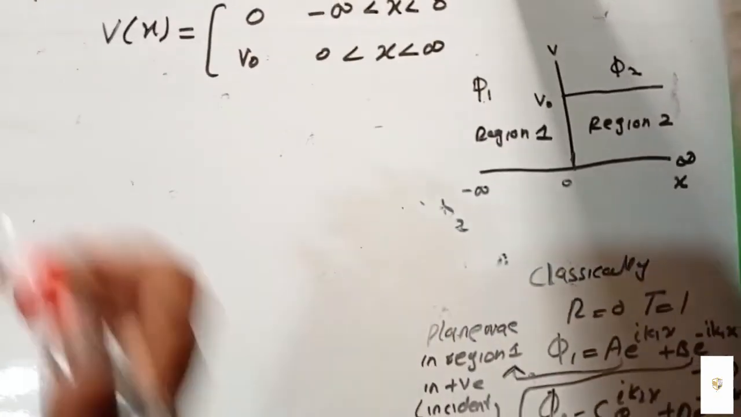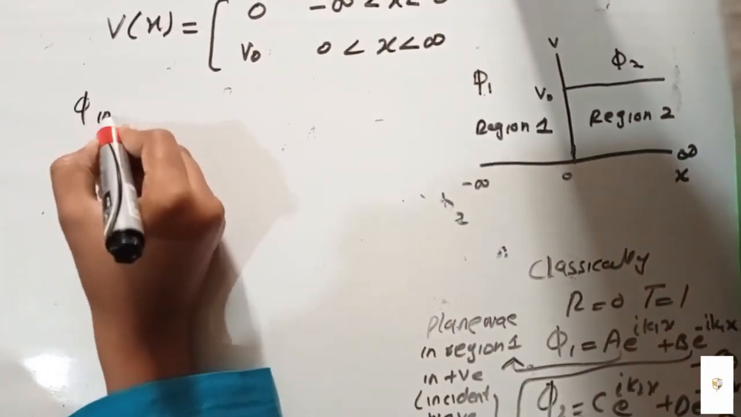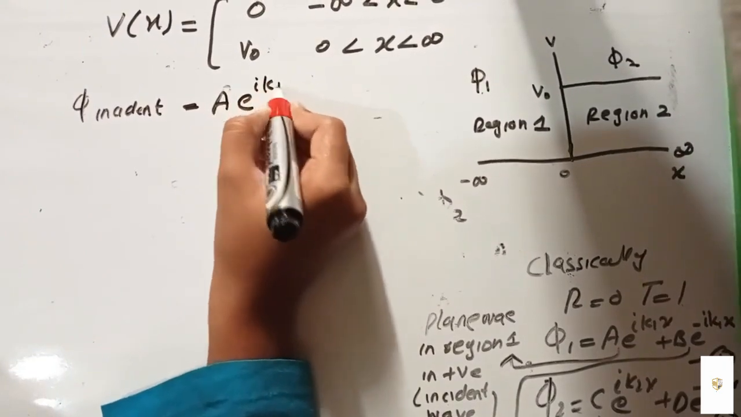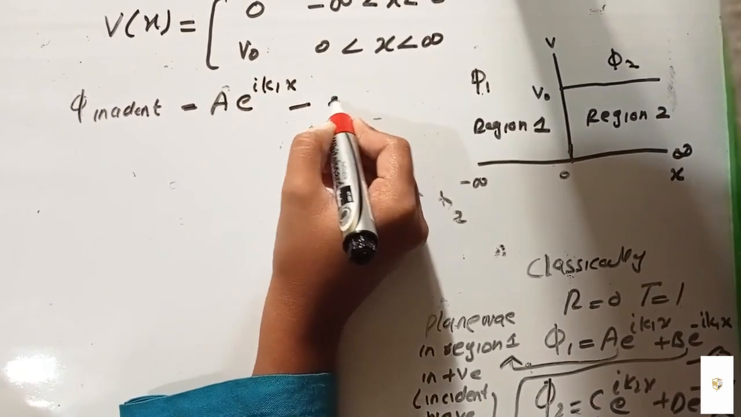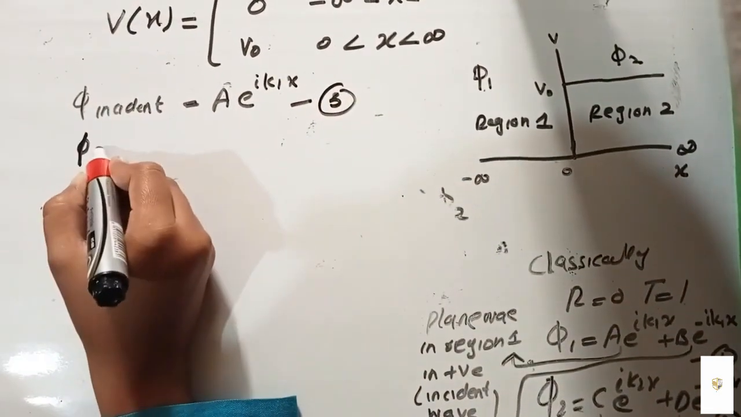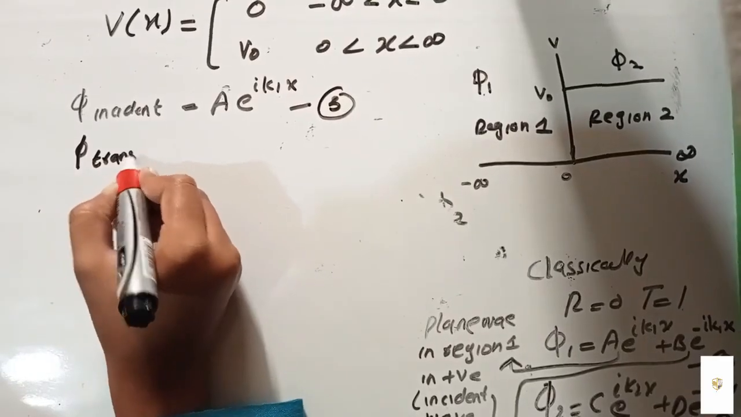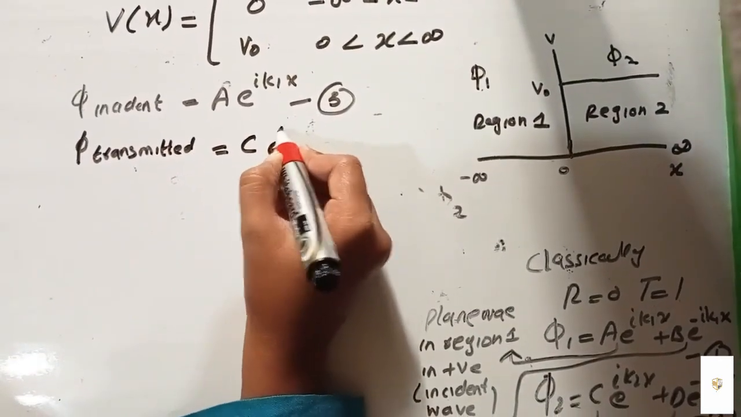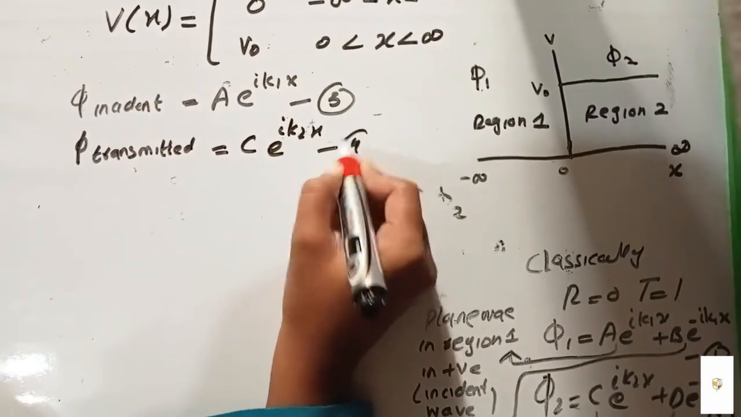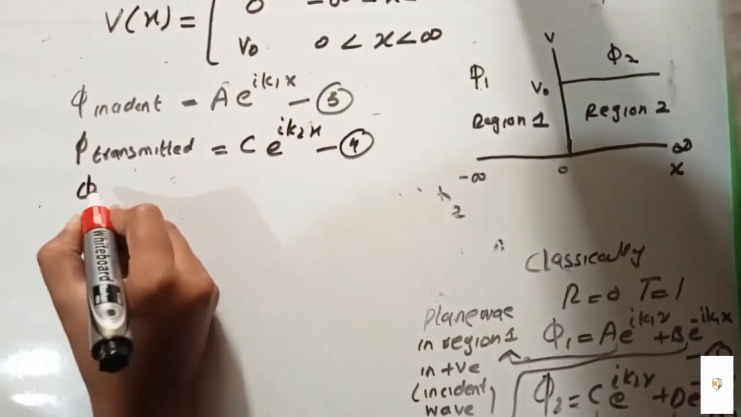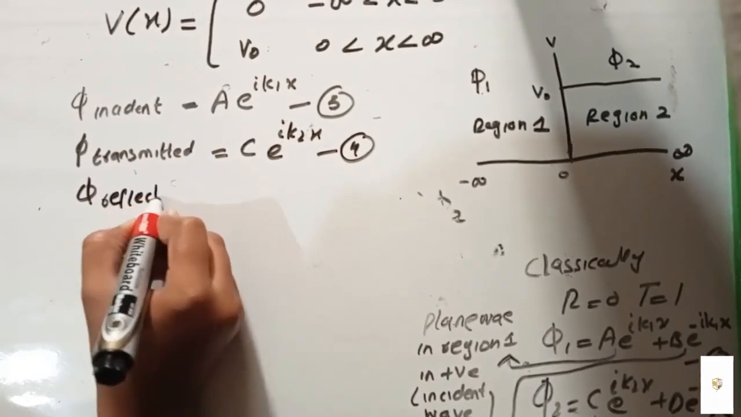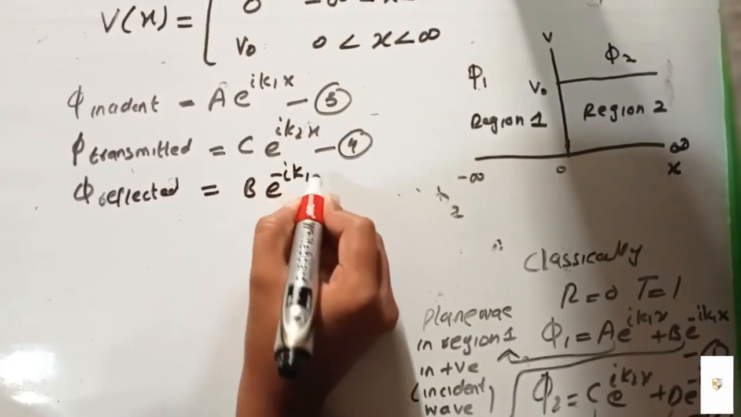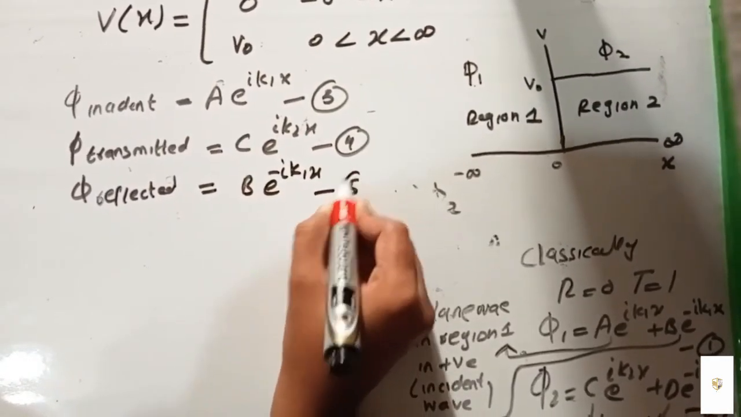So phi incident is equal to A exponent iota k1 x. This is equation number 3. Phi transmitted is C exponent iota k2 x. This is equation 4. Phi reflected is equal to B exponent minus iota k1 x. This is equation 5.